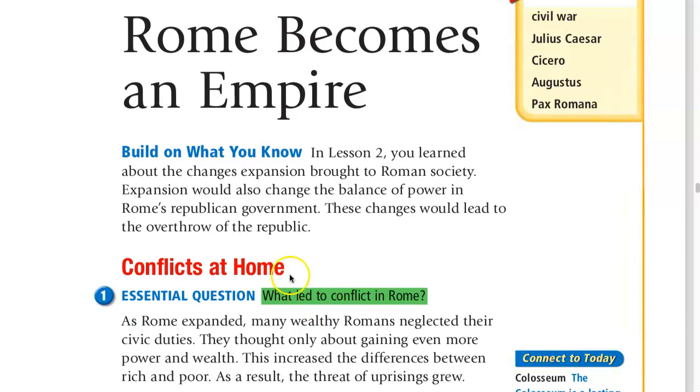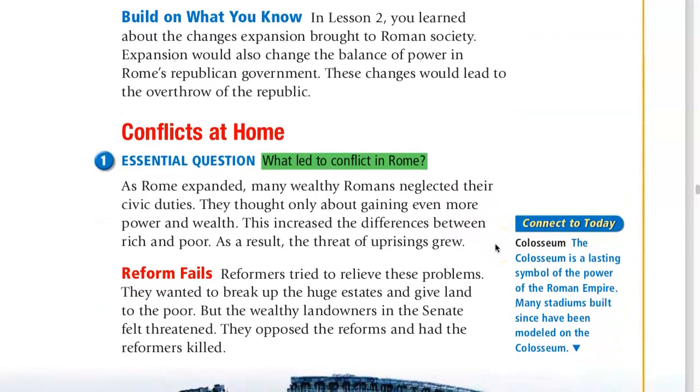Rome becomes an empire. What led to conflict in Rome? Well, I believe you've been led to imagine what led to conflict in Rome. Do you remember? As Rome expanded, many wealthy Romans neglected their civic duties. They thought only about getting even more power and wealth. This increased the differences between rich and poor. As a result, the threat of uprisings grew.